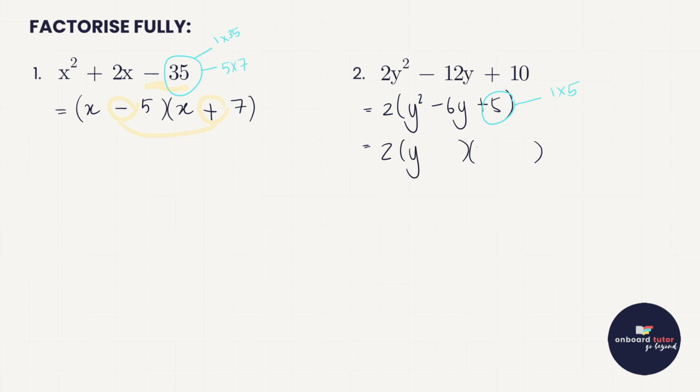So that's 2. I'm going to have a y and a y, a 5 and a 1, and I need to make a minus 6 middle term. So that's going to have to be minus 5 minus 1, and then we do our final check. What is a minus times a minus? It does give us a plus. So that is factorized fully.